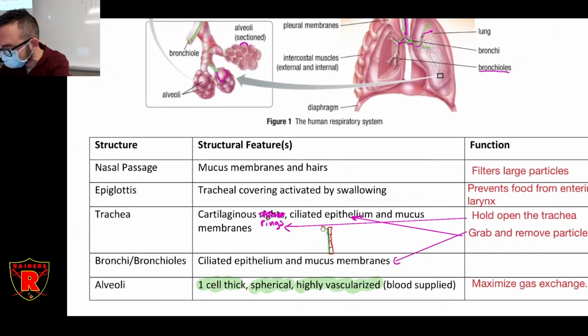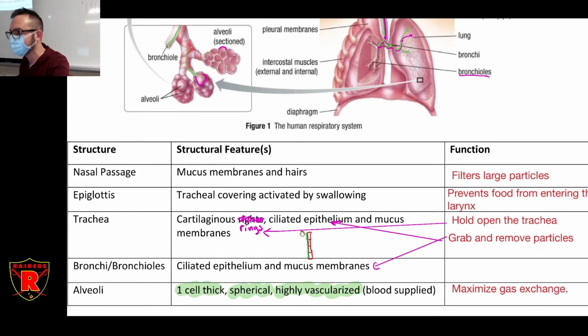And then the last aspect here that I wanted to mention is this idea that your alveoli are one cell thick. So they're very thin, they're spherical, and they have a ton of tiny, tiny blood vessels running on the outsides of them. That is, they're highly vascularized. Vascularized just means has high blood supply. And all of that is in order to maximize the gas exchange between what's inside the alveoli and what's inside the blood. So I would say in general, these are the really important structural features that you should know about your respiratory system.